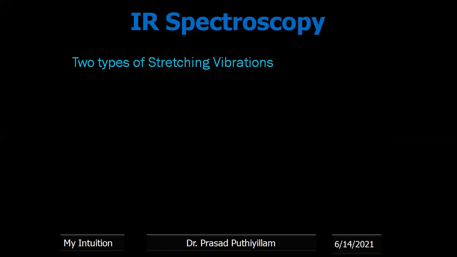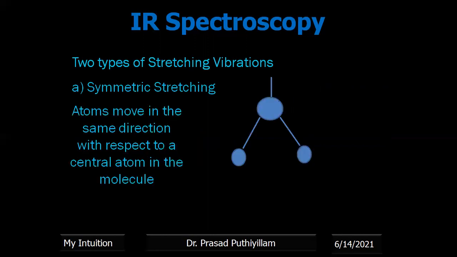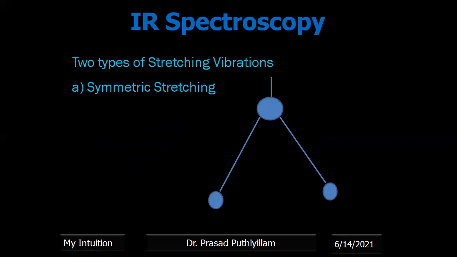Now there are two types of stretching vibrations. One is symmetric stretching. In symmetric stretching, the atoms move in the same direction with respect to the central atom in the molecule. That means these two atoms will move in the same direction, not in opposite directions. As you can see, both move in the same direction, here the downward direction. Therefore we call it symmetric stretching.